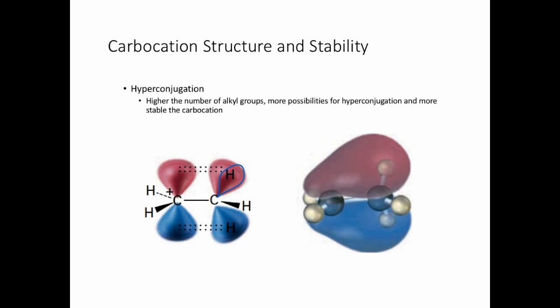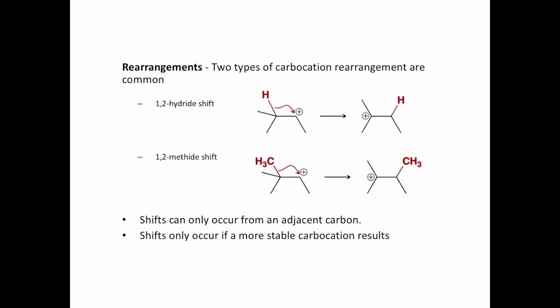Now, carbocations can undergo something called a rearrangement that comes in 2 flavors. We have the 1,2 hydride shift and the 1,2 methide shift, also called a 1,2 methyl shift. In this, we have a hydrogen moving over with these 2 electrons, and it's moving over just 1 atom to the carbocation carbon. When it does that, the positive charge moves to where that hydrogen atom came from.